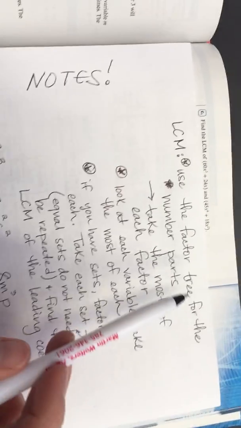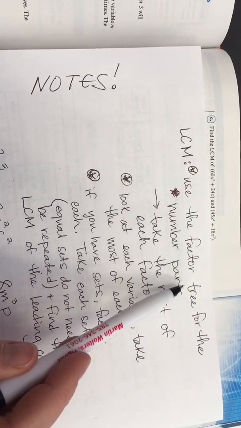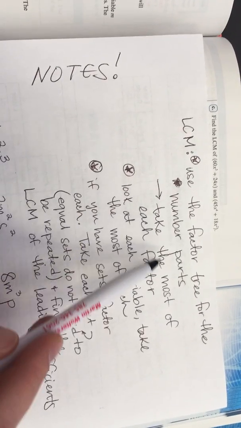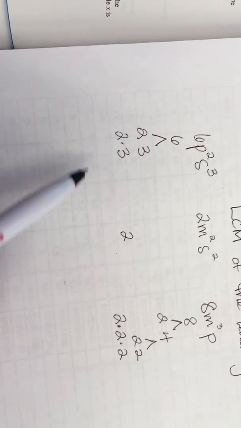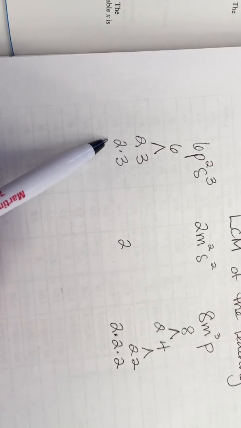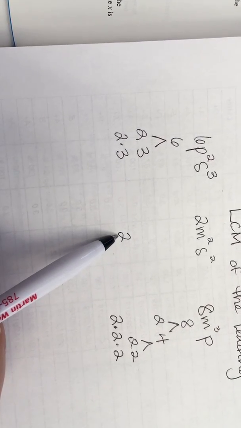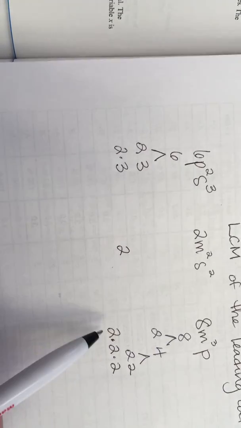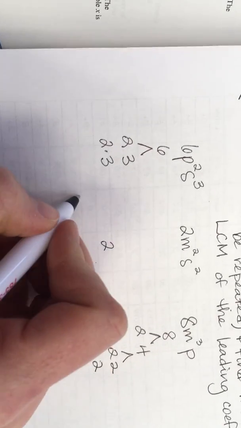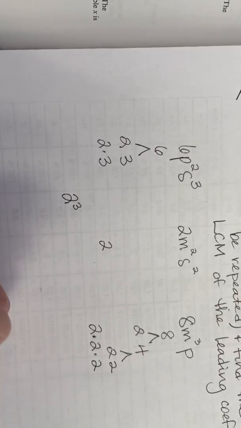Now, if we look back at our notes, it says after we do the factor tree, we're supposed to take the most of each factor. So when I'm looking through these answers, I have 2s and 3s, right? He only has 1, 2. He only has 1, 2. They have 3 2s, or they, she. We'll call her a she. She has the most 2s. Okay, so I have to have 2 cubed.